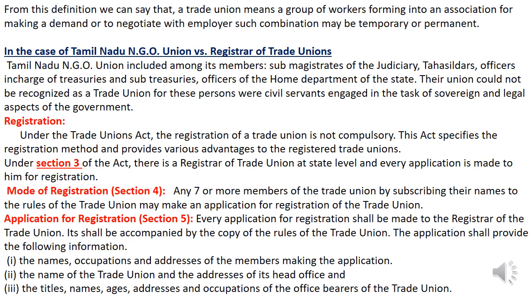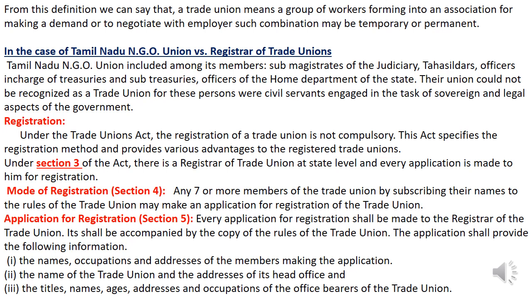And the mode of registration is given under Section 4. Any seven or more members of a trade union, by subscribing their names to the rules of the trade union, may make an application for the registration of the trade union. So more importantly, we need at least seven members to form a trade union. And if seven or more members, they have to subscribe their names to the rules of the trade union. Here, more importantly, we should have some rules for the trade union also, and they have to subscribe their names to the rules of the trade union.